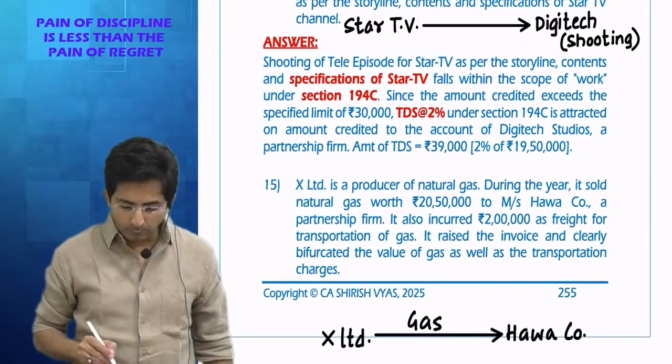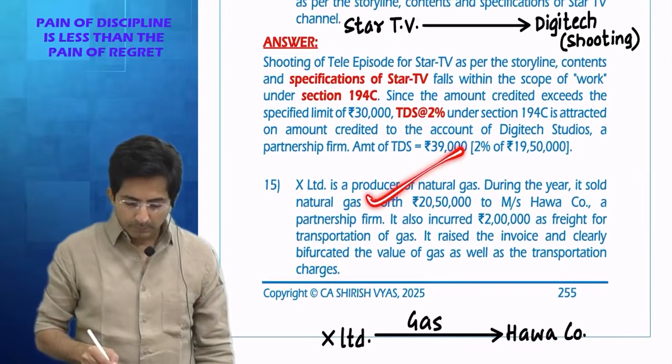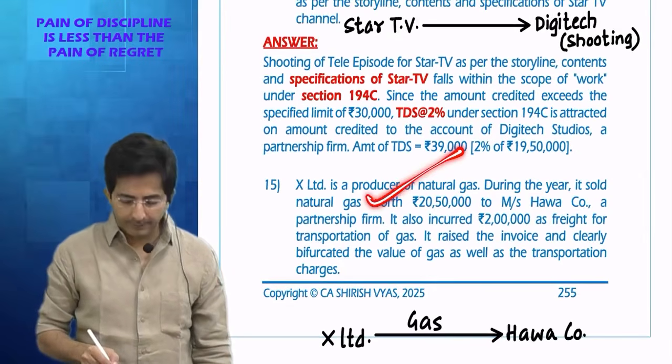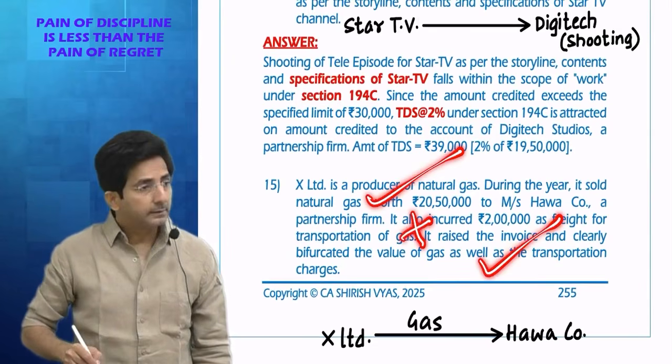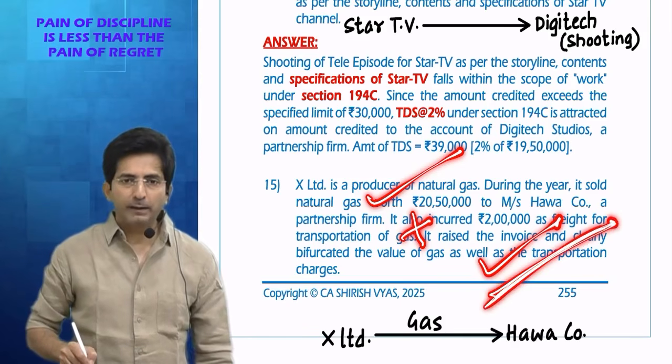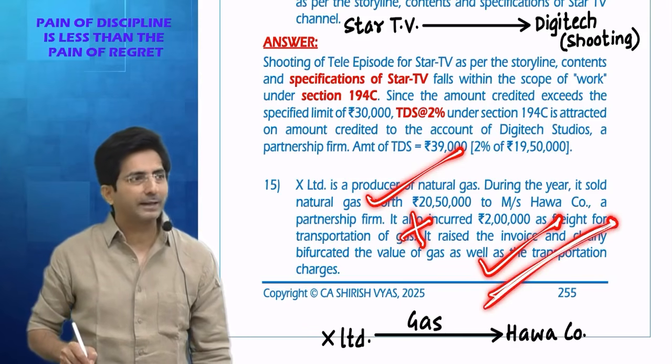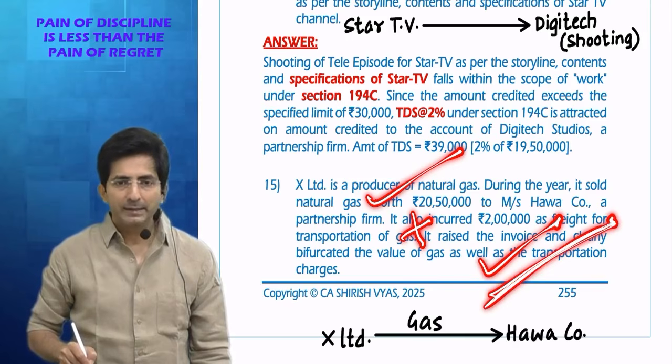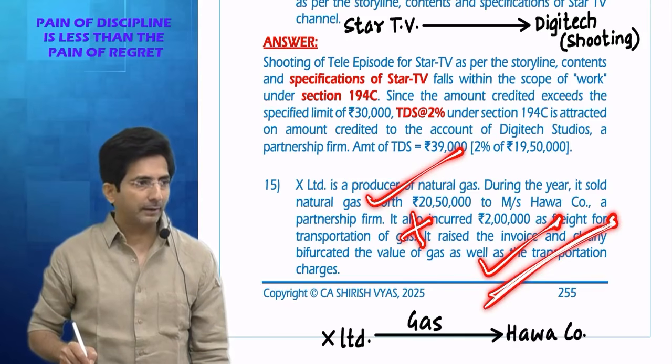So, tell me here what is the full bill amount? For gas, 20 lakh 50, delivery charges, 2 lakhs. So, what is the full bill amount? 22 lakh 50,000, which is not crossing 50 lakhs. So, 194Q will not apply.